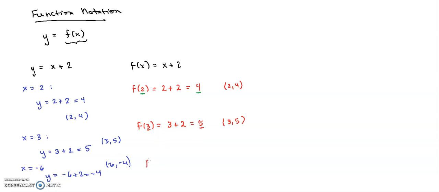Okay, and then this last one, f of negative 6, I'm going to plug in negative 6, and I'm going to get negative 4. And so my point is (-6, -4). So the math doesn't change. It's just a different way to keep track of functions and function values.